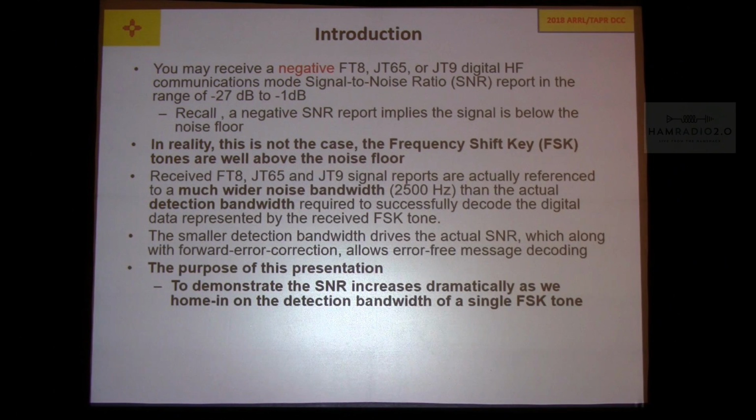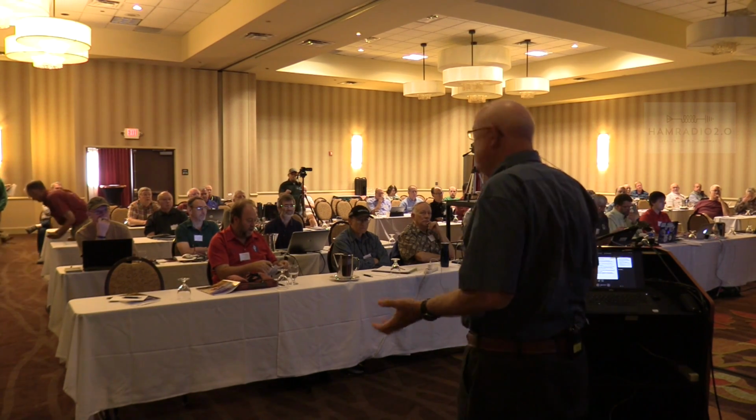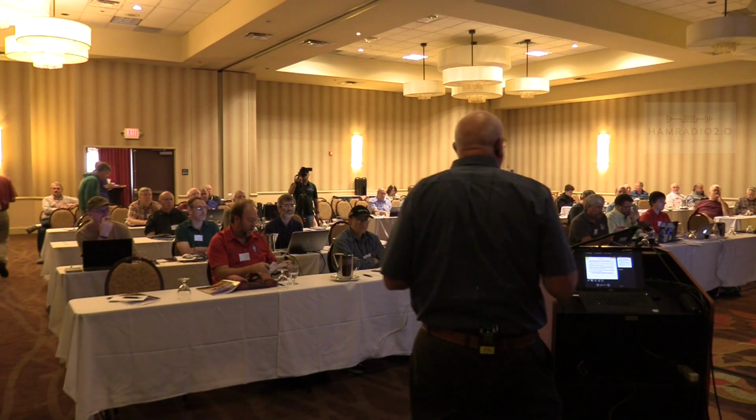Way back about November of 2016, I started learning about JT65 and JT9, and I was doing some QSOs in this learning process. I noticed that the signal to noise ratio that I was sending to them was in the neighborhood of -10, -12 dB. And I thought, well, this is very strange, because I can hear the FSK tones, and I can see the FSK tones rise above the noise floor. Why am I sending such a low signal to noise ratio?